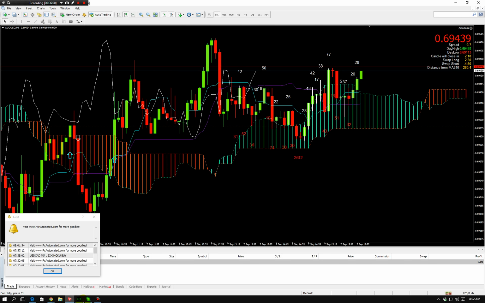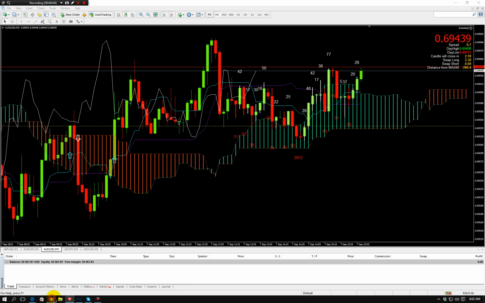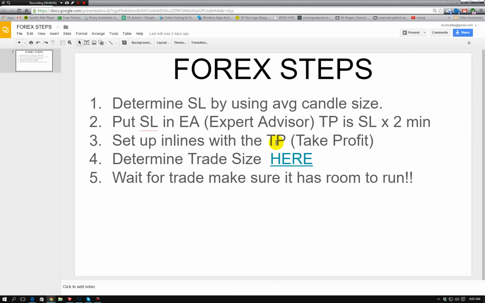Next, we need to figure out what our trade size is. Sorry, I didn't have that up. Set up inlines, done. So now we know where our target is by using the line. Determine trade size. I'm running through a trade real quick, then we're going to go back through it step by step for any of the new people. So if you're confused, don't worry.